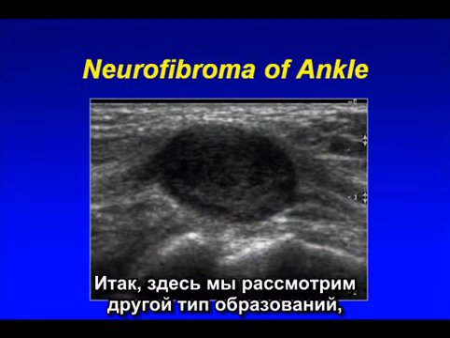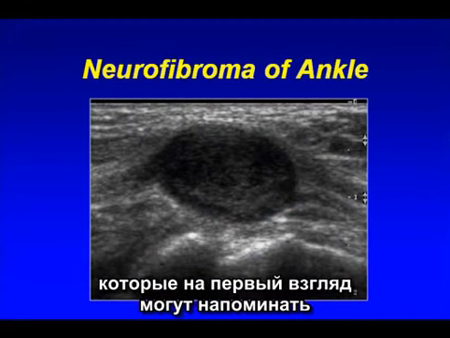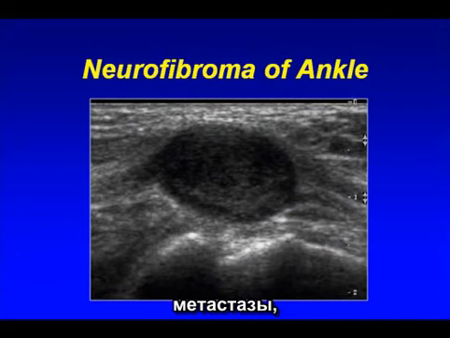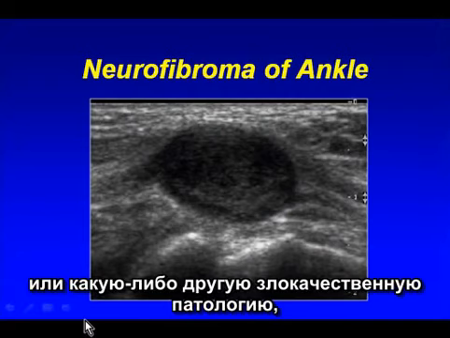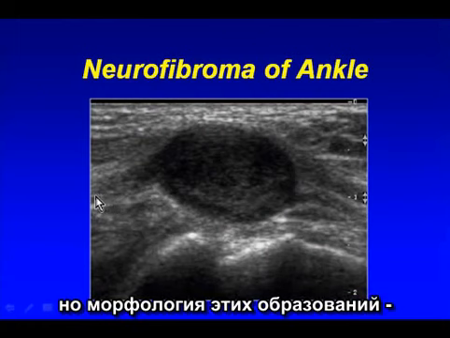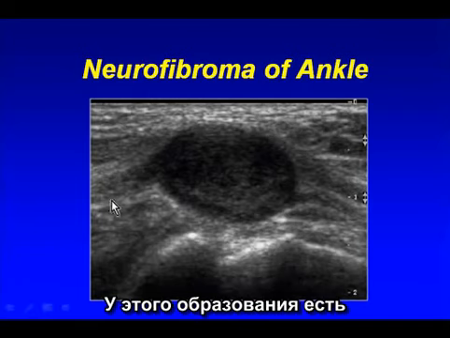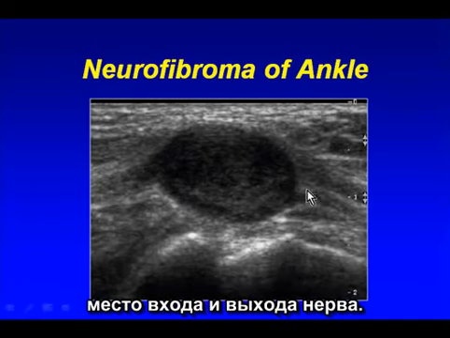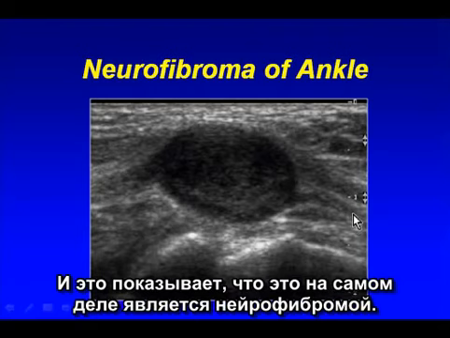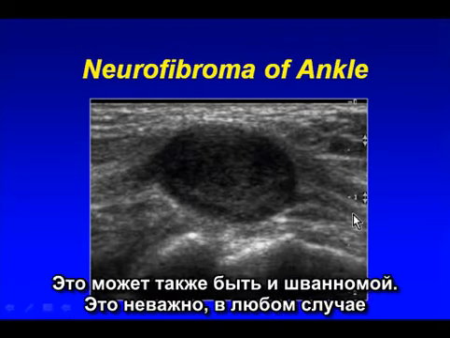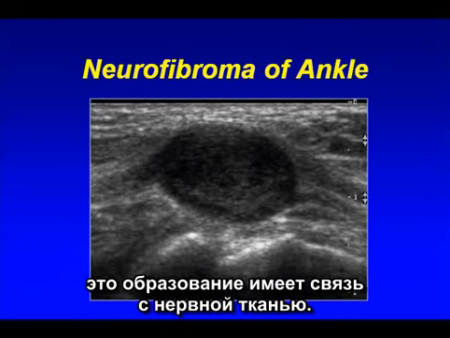Now, here is another type of mass which on first glance could look similar to something like a metastasis or some other malignancy, but the morphology of this lesion is the clue to what it actually is. This lesion has a nerve entering it and exiting it, and that shows that it is in fact a neurofibroma. It could also be a schwannoma, but the bottom line is that it shows that it has a neural origin.